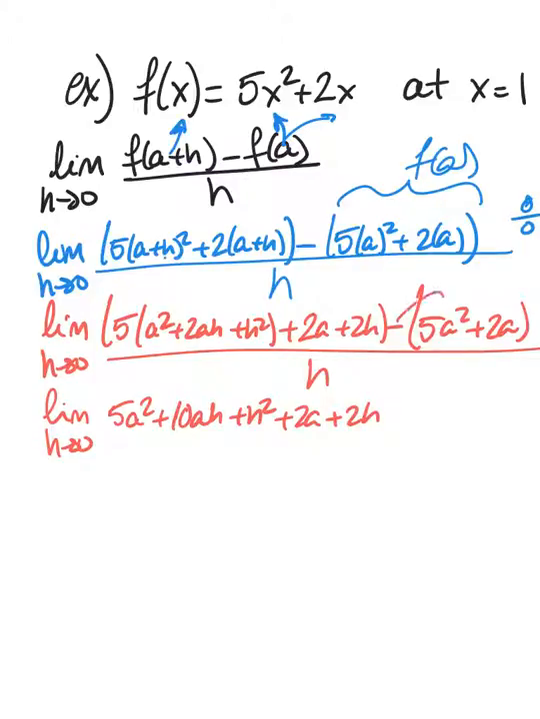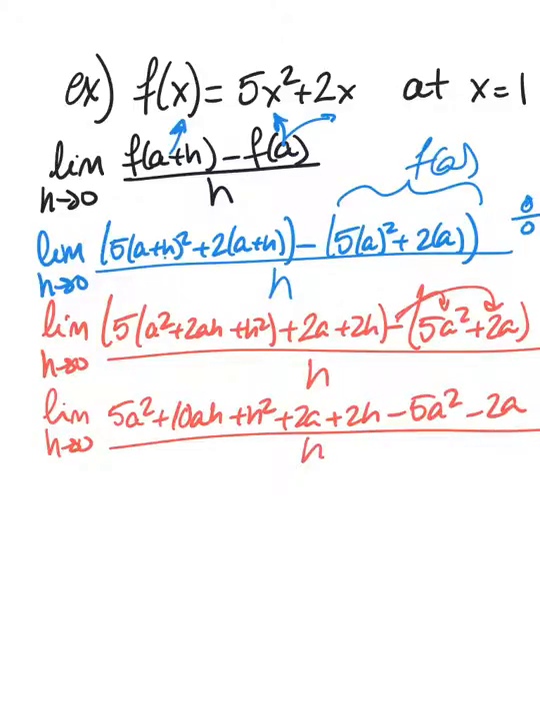I'm now going to distribute the minus sign. So minus 5a squared minus 2a all over h. All right, here comes the fun part. What can we cancel out? The 5a squares and the 2a's. And if you look, everything you have left should have an h in it.